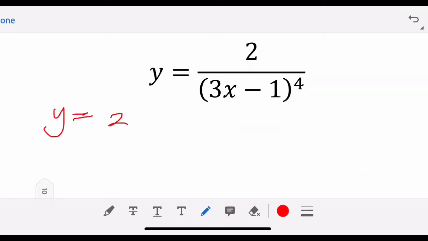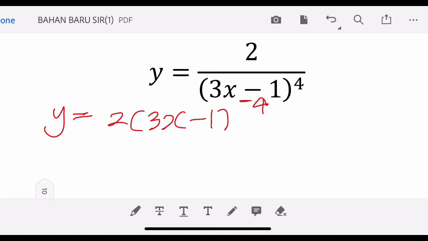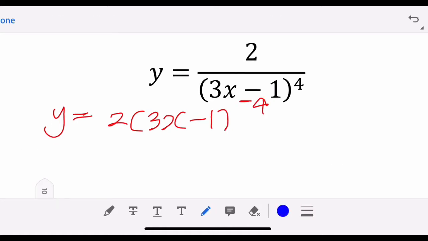Now let's see, this one is actually almost the same as just now. It's just that you have to bring up the index, so it becomes negative 4. Then you will use the chain rule like just now, the same.